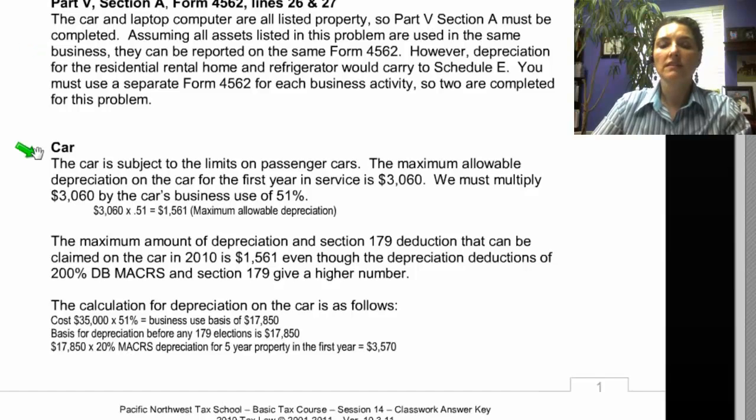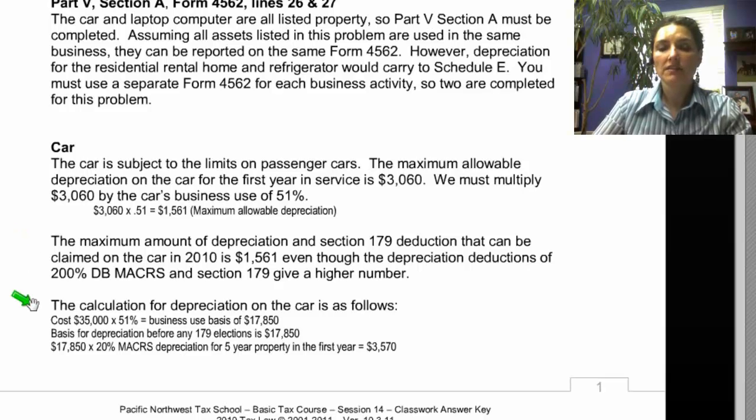The car is subject to the limits on passenger cars, and the maximum allowed depreciation for the car in the first year is $3,060. We're going to have to multiply that $3,060 number by the car's business use, which is 51%. And so we get 3,060 times 51% equals $1,561 as a maximum deduction. Now the instructions do tell you to claim a Section 179 deduction where it is allowed. So ultimately the entire depreciation deduction for the car will be claimed under Section 179, and we will not claim any MACRS depreciation this year.